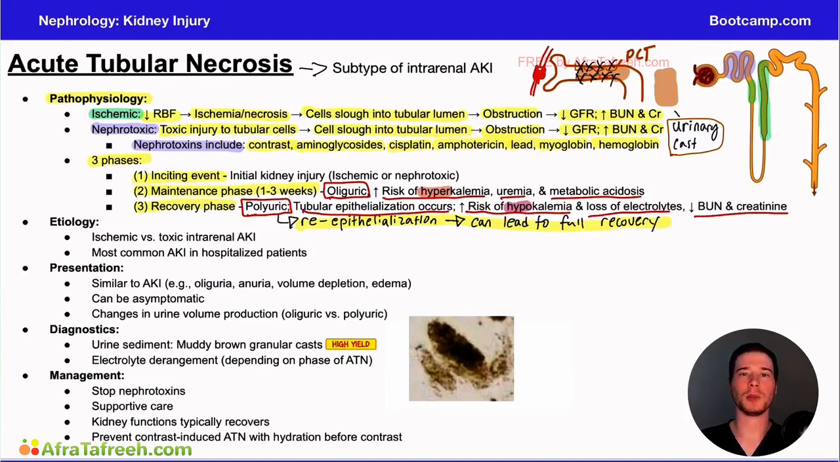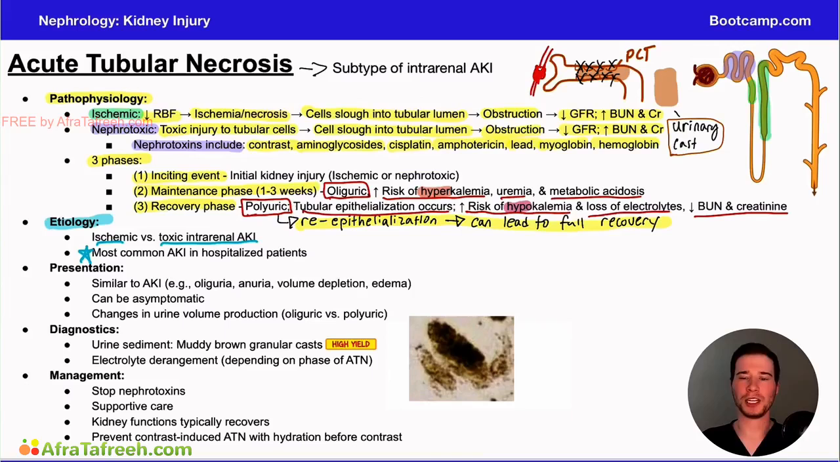The etiology here is going to be pretty straightforward based on what we've already talked about. There are two primary causes, including ischemic and toxic intrarenal AKI. And it's also important to know that acute tubular necrosis is the most common AKI, or acute kidney injury, in hospitalized patients. The reason for this is that they typically are there for a variety of ailments that can cause hypotension and blood loss. This can lead to a prerenal AKI, ultimately leading to ischemia to the kidney. Additionally, a lot of hospitalized patients already have pre-existing acute kidney injuries. They might be undergoing some imaging studies and might need some contrast, or they're dealing with a lot of different medications that can actually be toxic to the kidney itself.